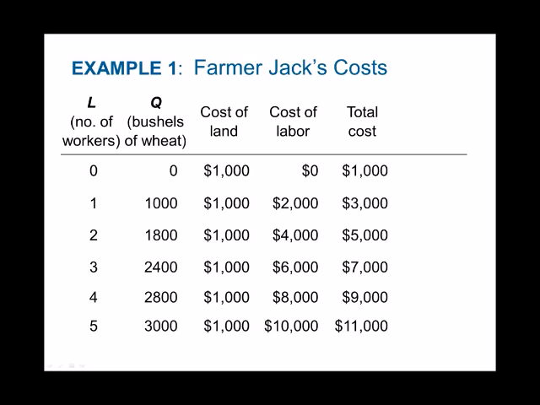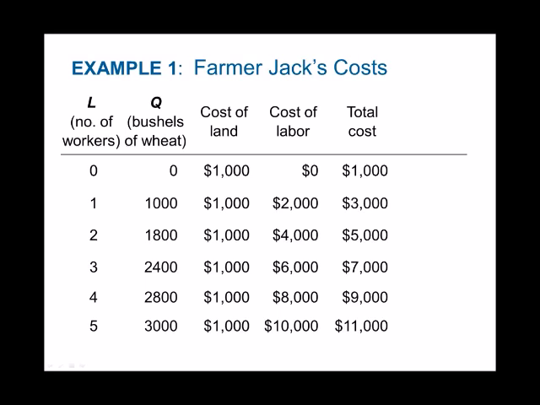Now, we talked about marginal product of labor. Now let's talk about marginal cost. Marginal cost is the increase in total cost when we produce one extra unit. So what is the cost of producing an additional bushel of wheat in this case? If we go back to our example, we're looking at the total output that we have and the total cost that we have.